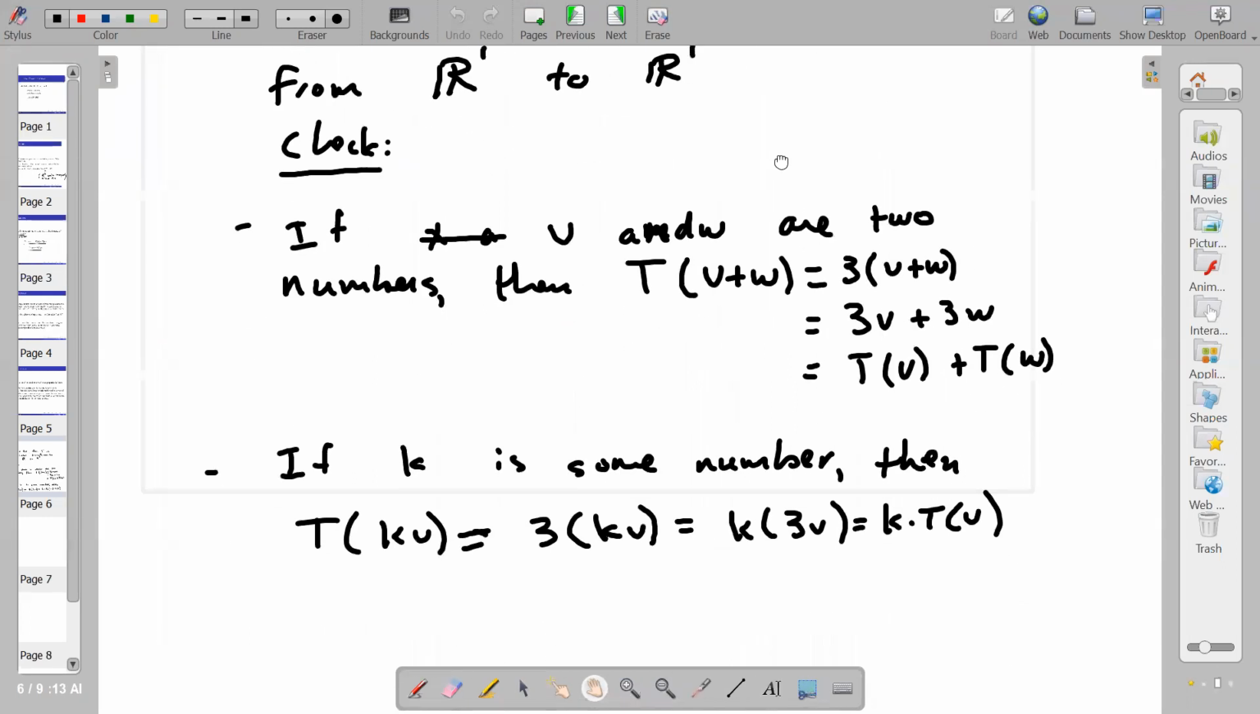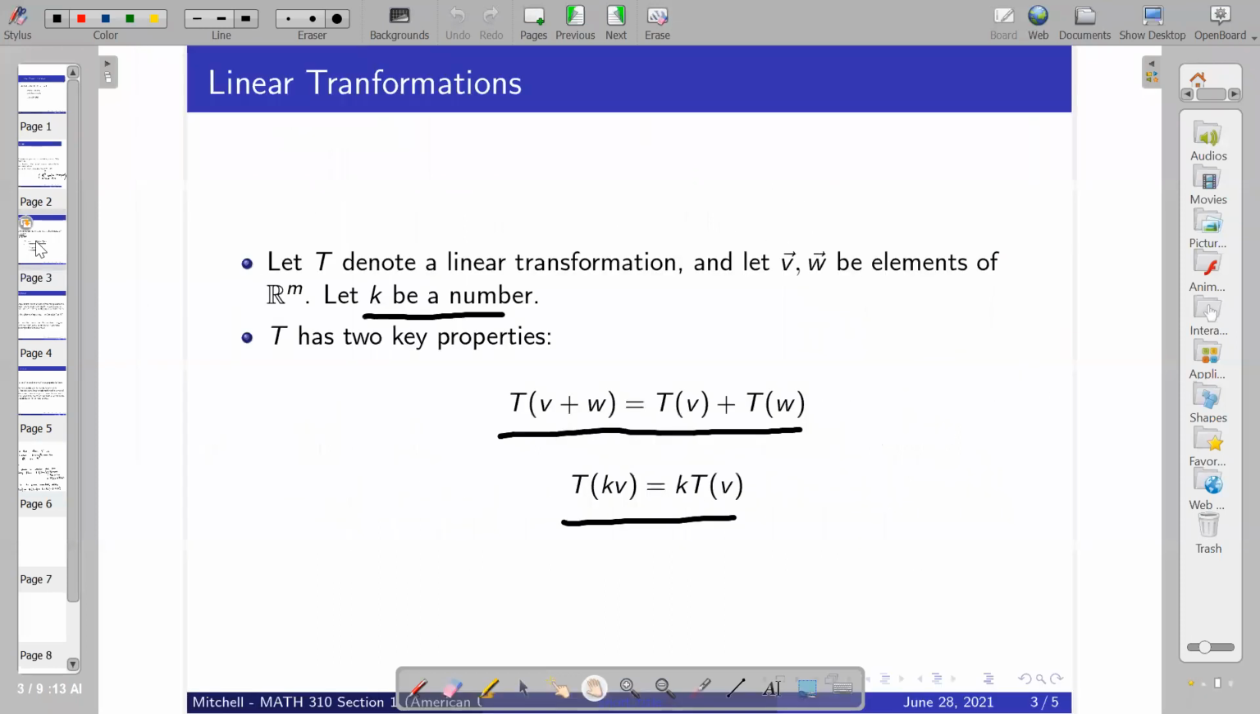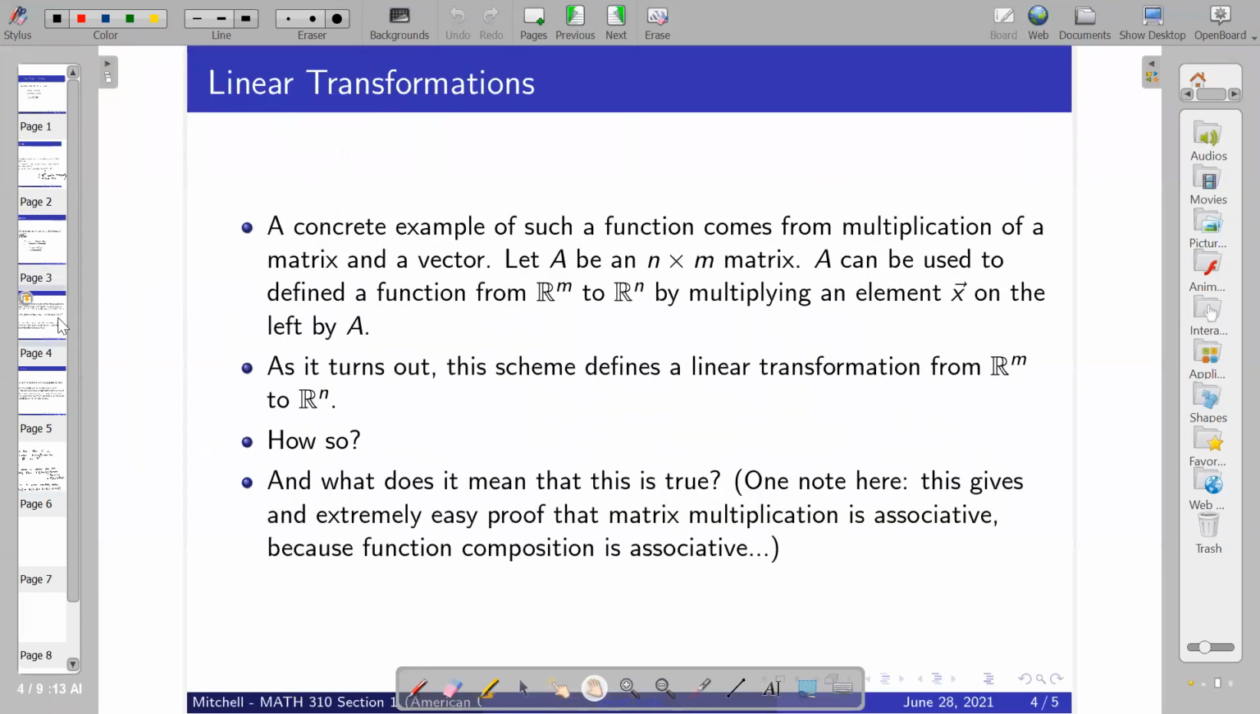So it's sort of the top end, it's the bottom end. What I really want to talk about is this business right here. A more concrete, at least in terms of the class, a more useful example comes from left multiplication of a matrix with a vector. So if A is an n by m matrix, A can be used to define a function from Rm to Rn by multiplying an element x on the left by A. And as it turns out, as the slide says, this scheme defines a linear transformation from Rm to Rn.